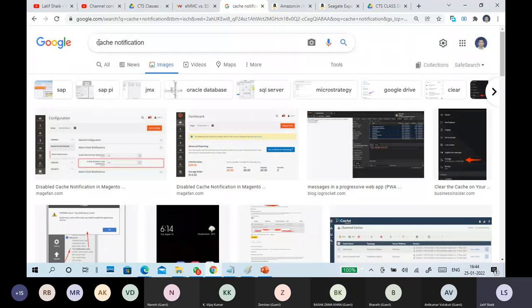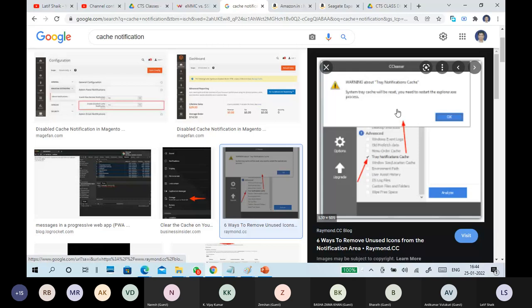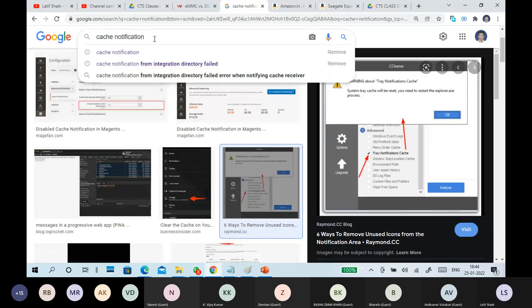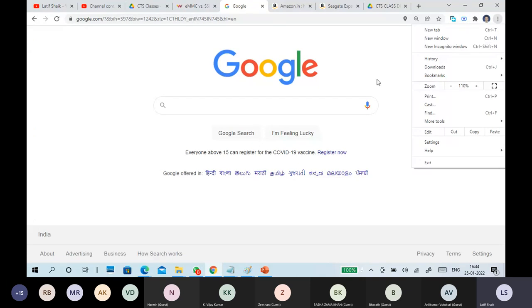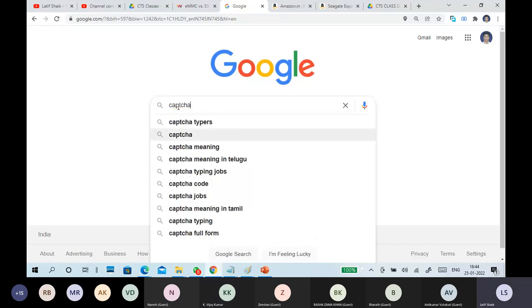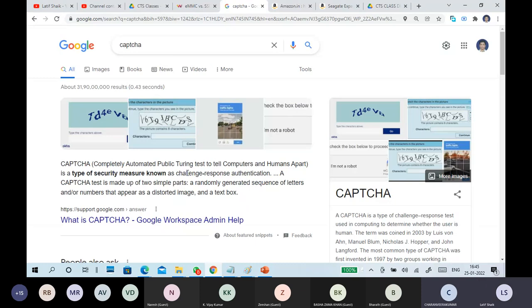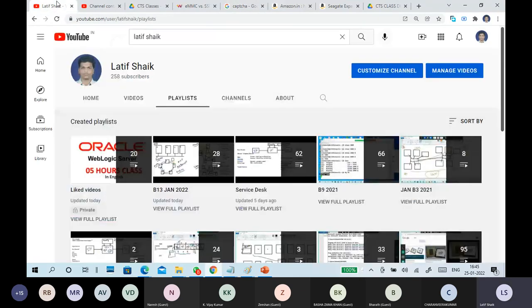Yeah, okay, I got it. But how does it look? Look here. It is actually captcha. Captcha is different. He is asking about captcha, sir. Captcha is completely automated public Turing test to tell computers and humans apart. Captcha is different. Cache is different.